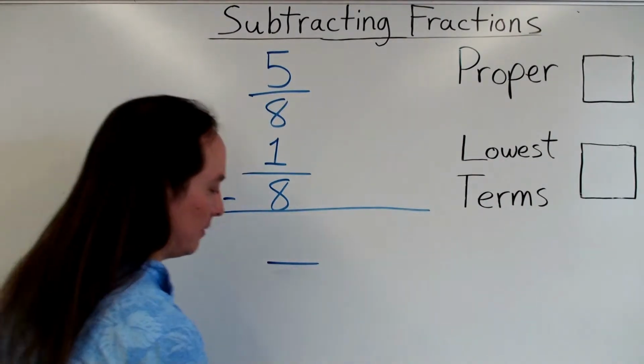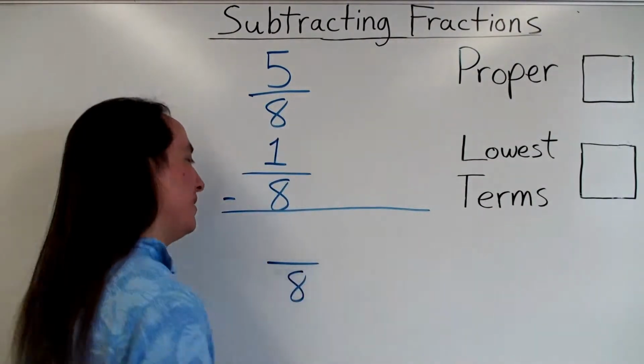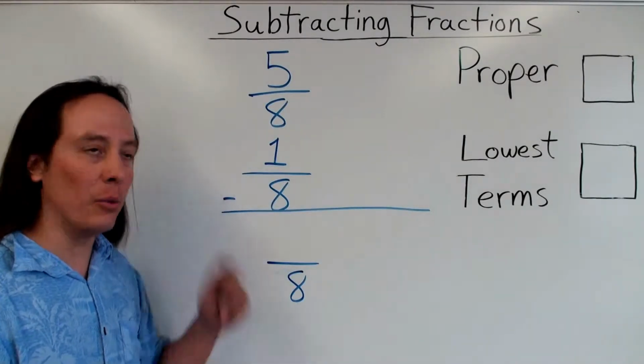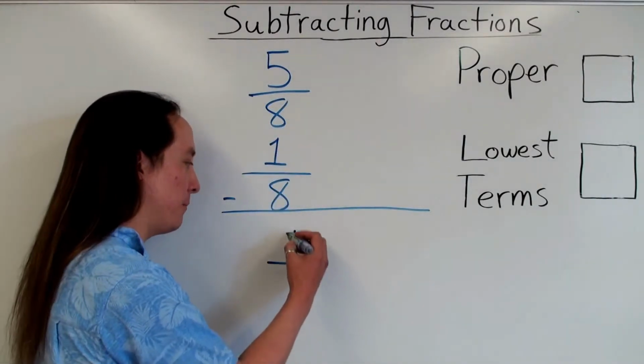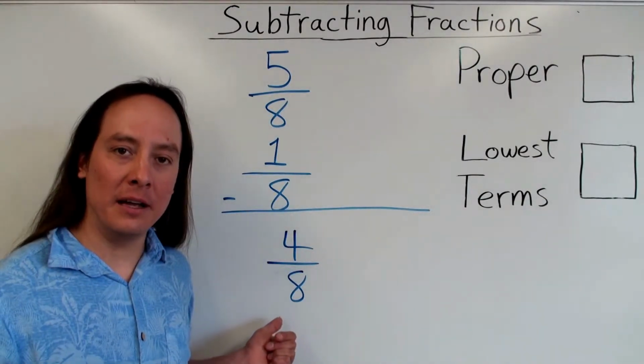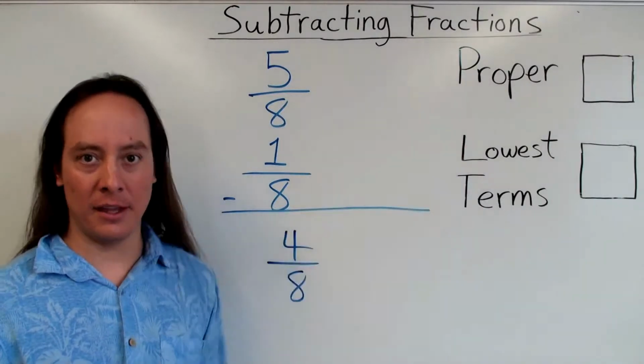That's a terrible 8. Okay, and now we can just do the operation, the subtraction with the 5 and the 1. So 5 minus 1 is 4. Always remember, we can't say this is our final answer until we go through the two checklist thing over here.